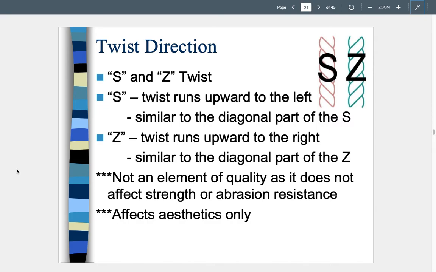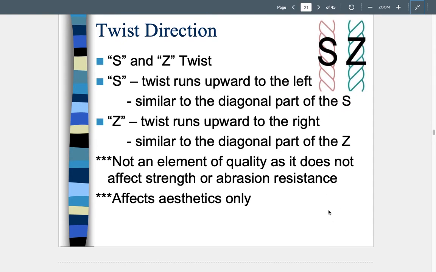It affects aesthetics only. And when it comes to the twist, it's even more important for aesthetics when you have a yarn that is plied and they're different colors, or when you're creating a very simple geometric design in the fabric, like houndstooth or chevron, where it's a very simple diagonal line pattern. This aids in that. So nothing to do with quality, simply to do with the way that it looks. And it really is somewhat difficult to see, and it doesn't make a huge difference to the appearance anyway, just the direction of that spin.